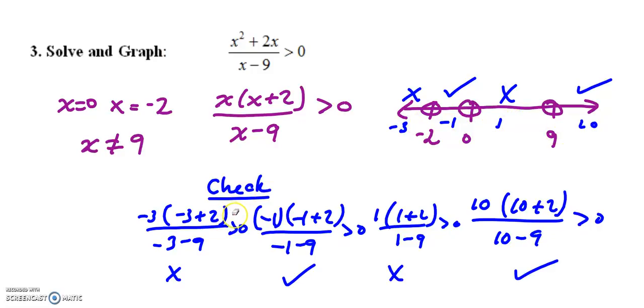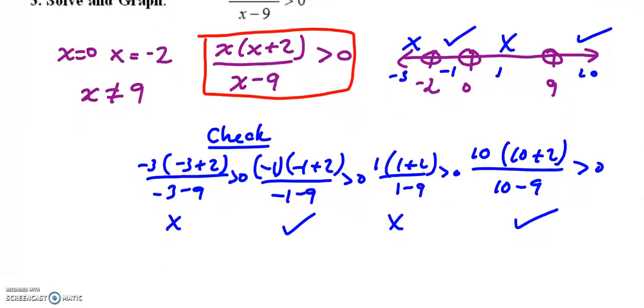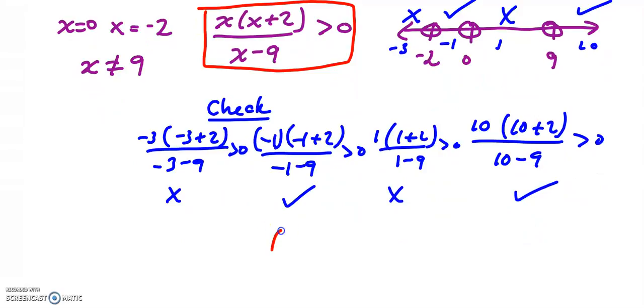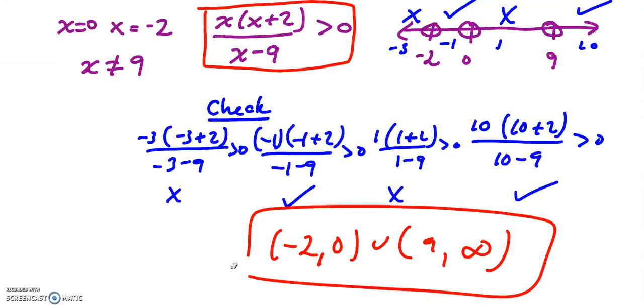When I checked my intervals, I first plugged in negative 3, and this did not work. I plugged them all into this one, by the way, right here. This was my one of choice. I plugged in negative 1 in here and got that bigger than 0. I plugged 1 in here and it did not work. I plugged 10 in here and it also worked. So that means that my final answer would be the intervals from negative 2 to 0, both not included, union 9 to infinity. If you got that, good for you.